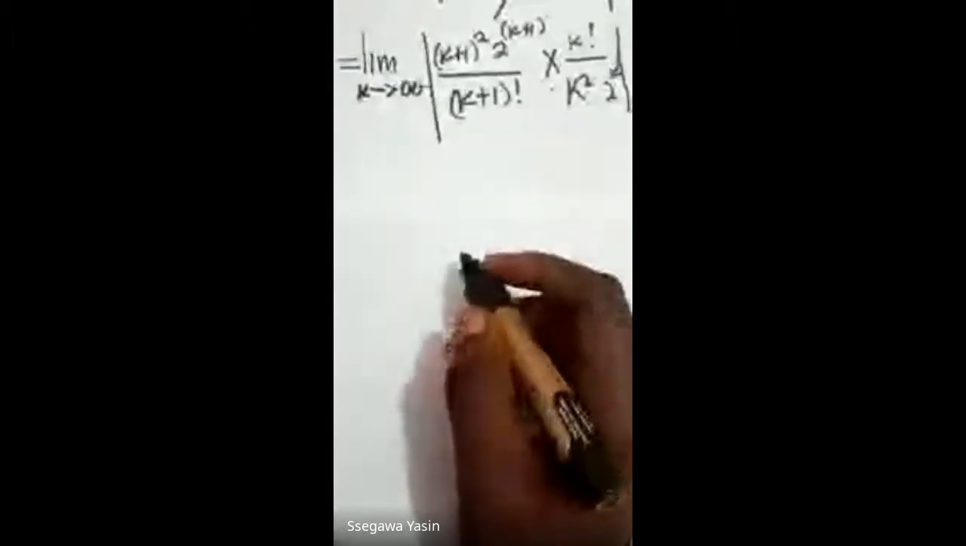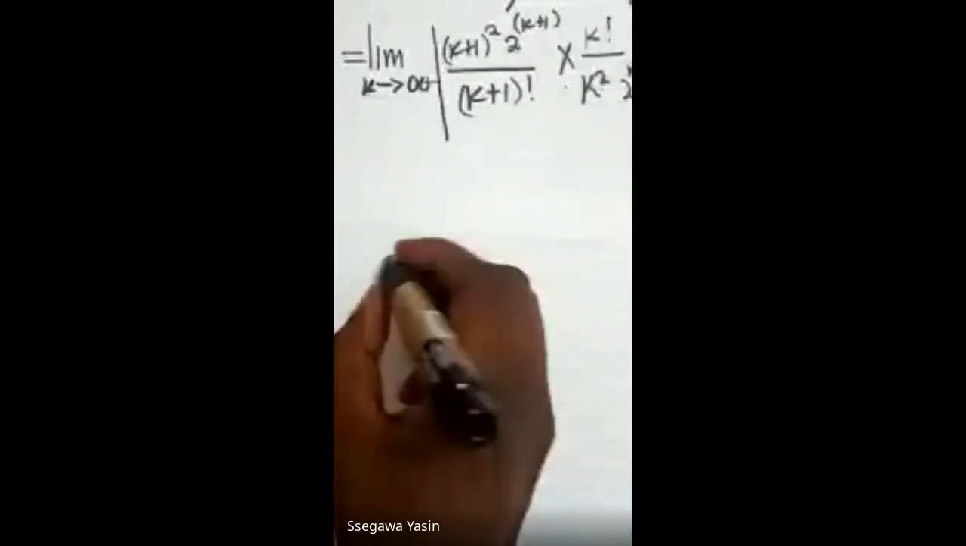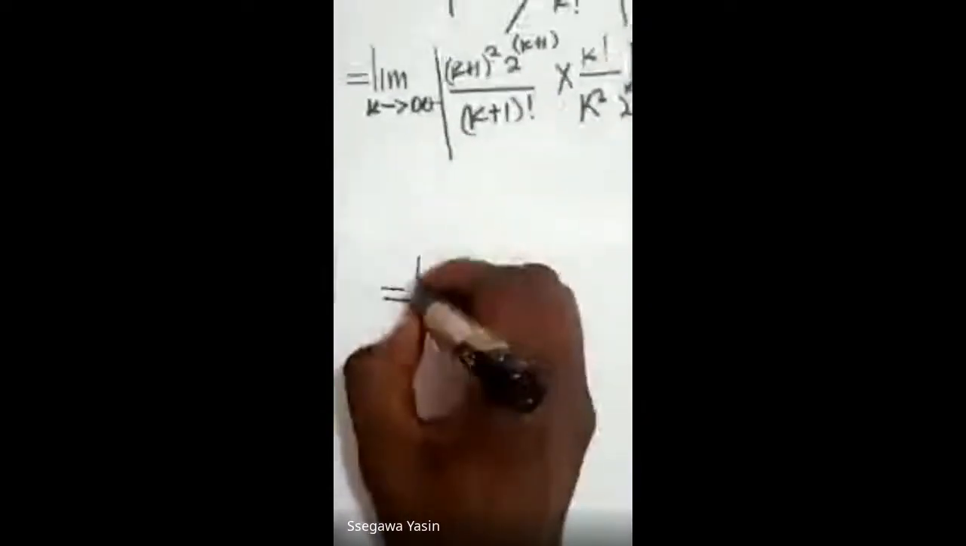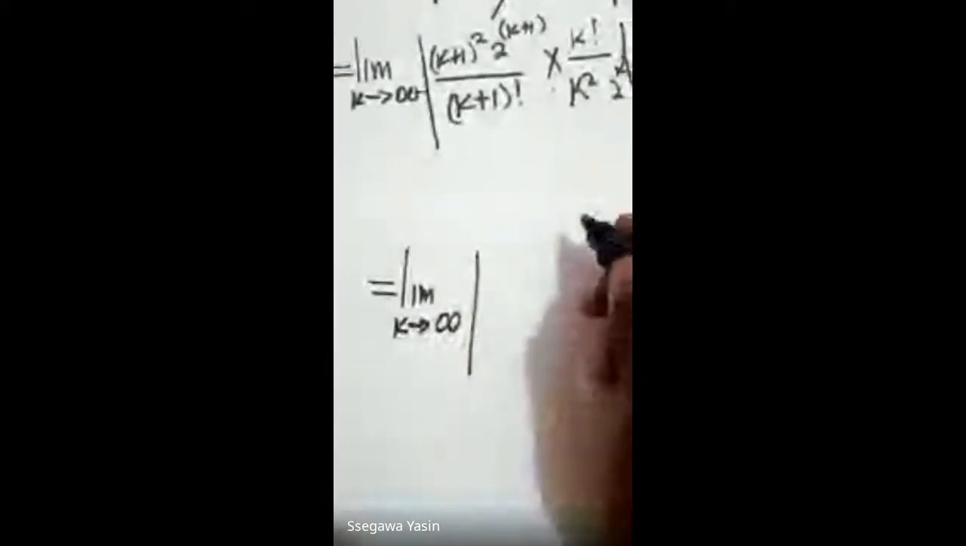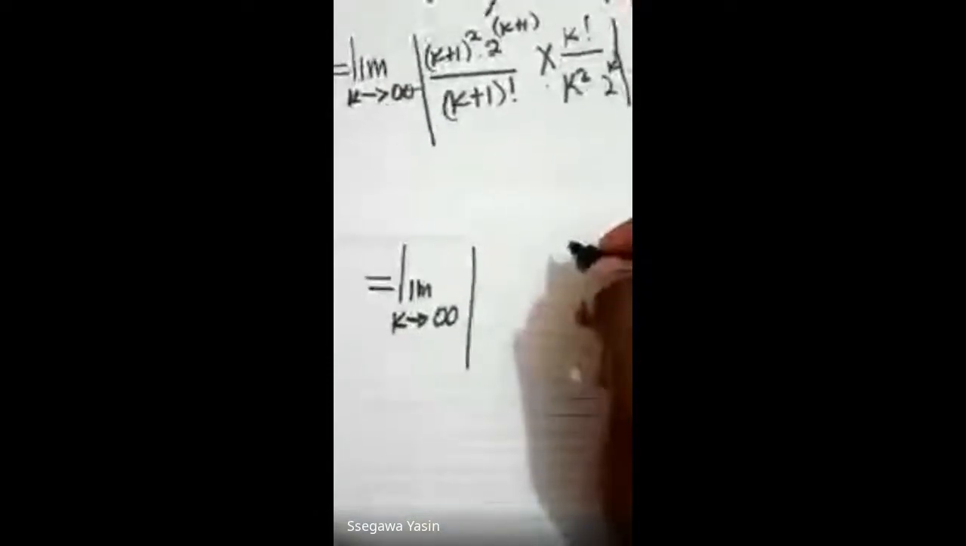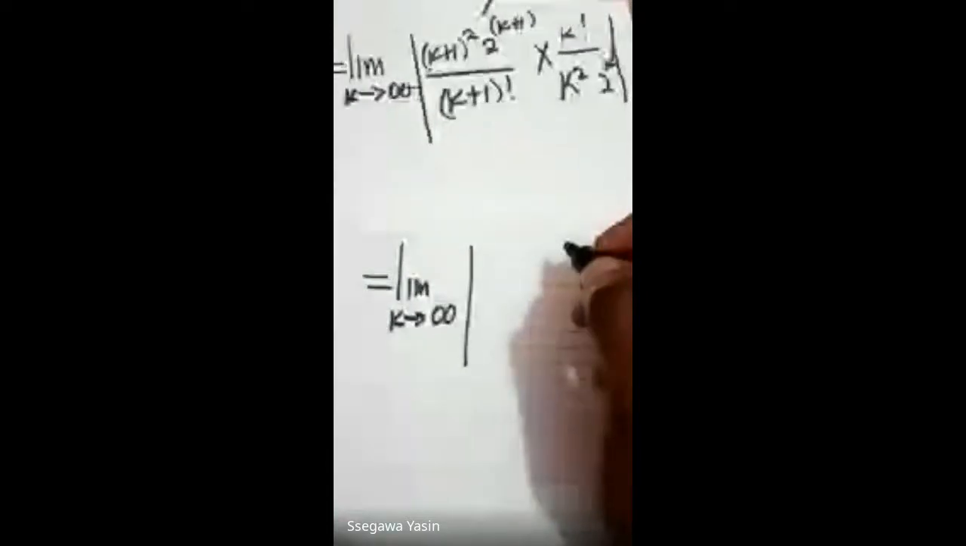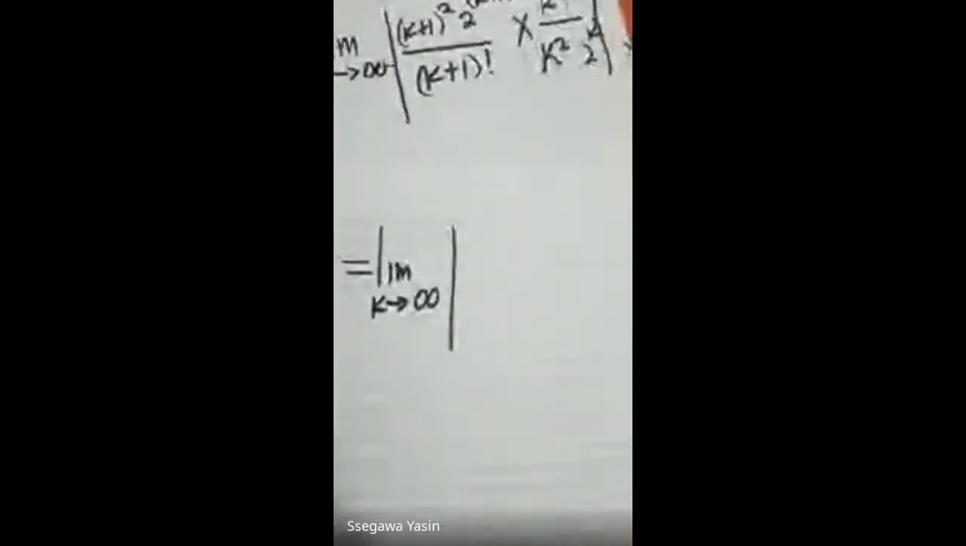This is equivalent to what? You see here, I'm going to be telling you what I'm doing. This is the same as the limit as k goes to infinity. Look here now. What do we remain with here when we try to check properly? Can you see a factorial and a factorial somewhere? So I'm going to make some weird crossings here.